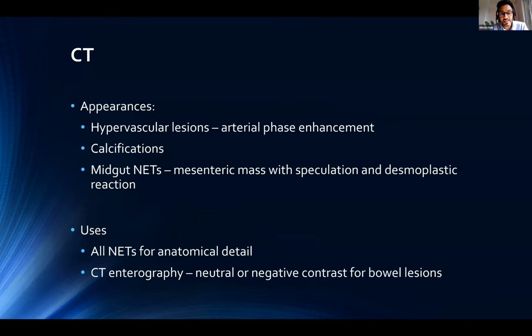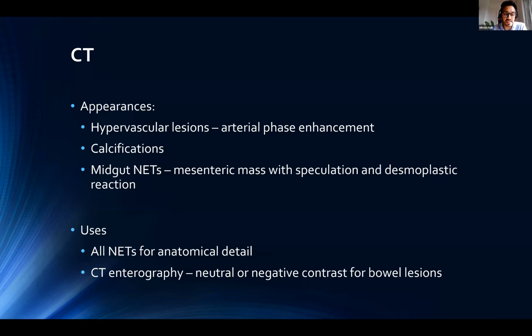So in terms of the appearances, characteristically, you'll see a theme as I go through each modality. These lesions are typically hypervascular, especially in the low to intermediate grade tumors. So they show really quite rapid and pronounced arterial phase enhancement. They can calcify irrespective of location. And the characteristic appearance of a midgut NET, which you may have all seen before, is that of a mesenteric mass, particularly with spiculation, apologies for the typo, and desmoplastic reaction, and I'll show you an example of that in a second, where there's indrawing of the surrounding structures.